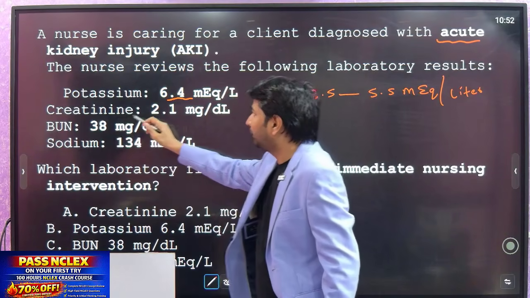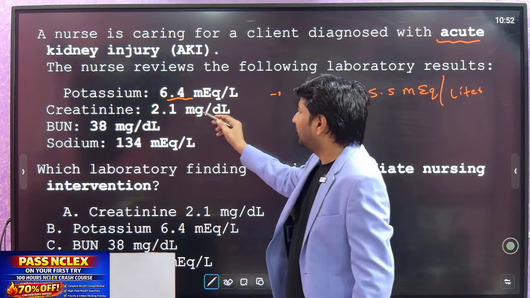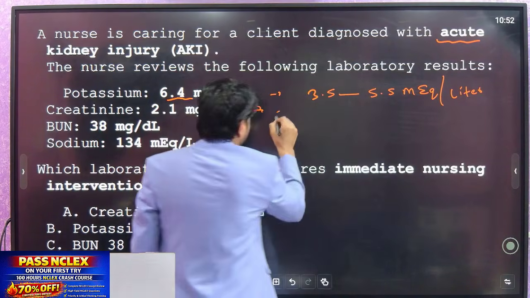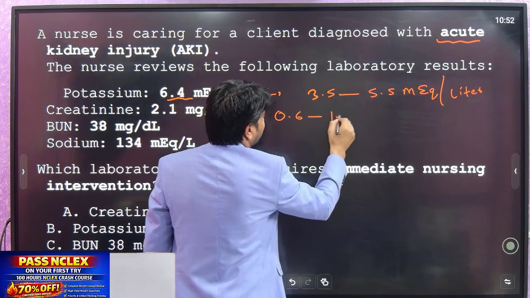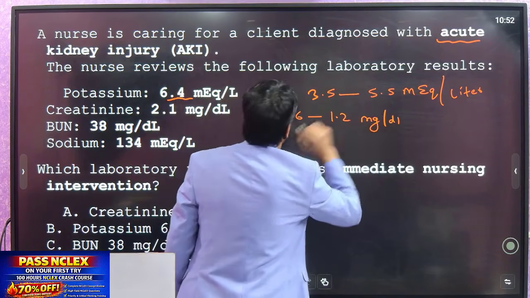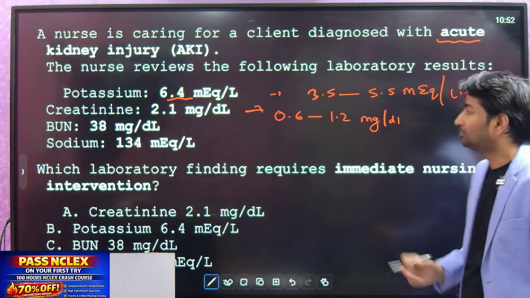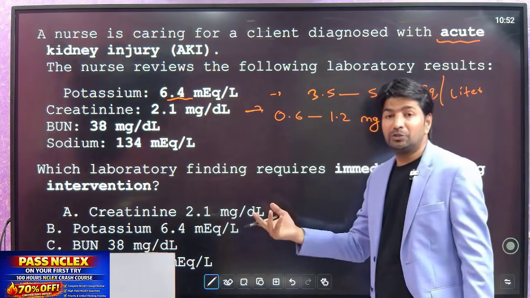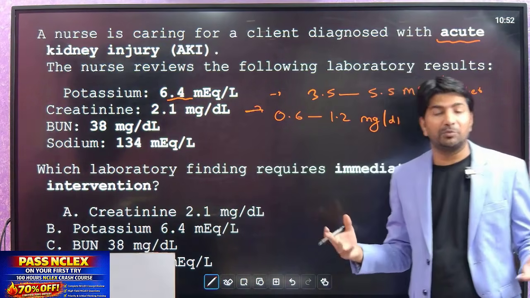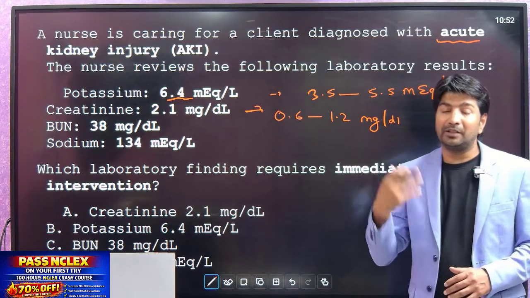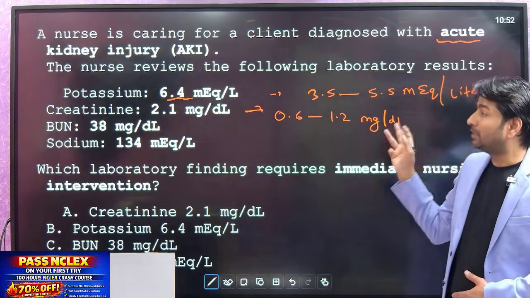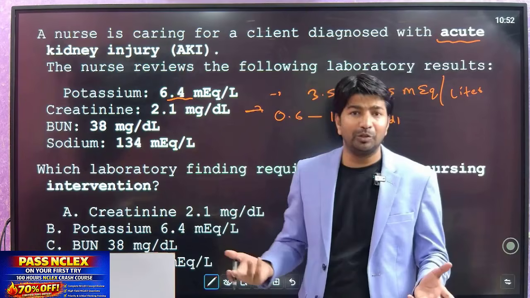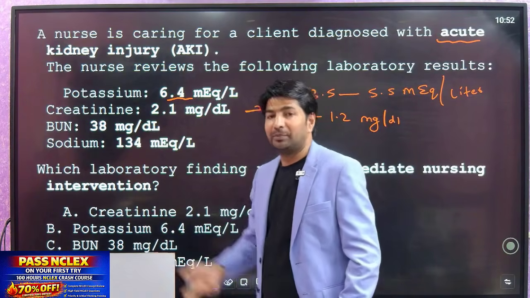The second lab value is creatinine. Creatinine is 2.1 milligrams per deciliter. The normal level for creatinine is 0.6 to 1.2 milligrams per deciliter. This means the creatinine is also high here, which shows that the kidney has slowed down or stopped working altogether. That's why the creatinine in the blood is increased. Usually what happens is that creatinine is produced from our muscle metabolism, but it's excreted by the kidneys. But when the kidneys aren't working properly, they can't filter out this metabolic waste. If they can't, it accumulates in the blood, and the creatinine level in the blood will rise.